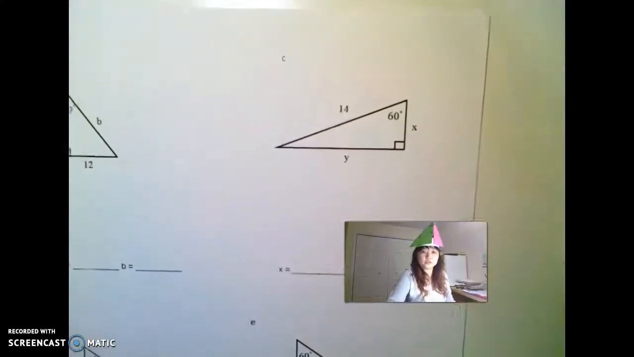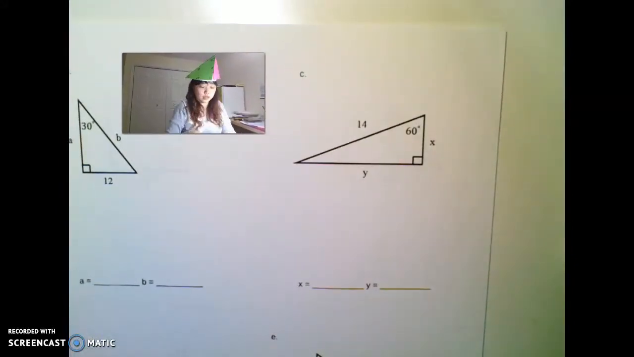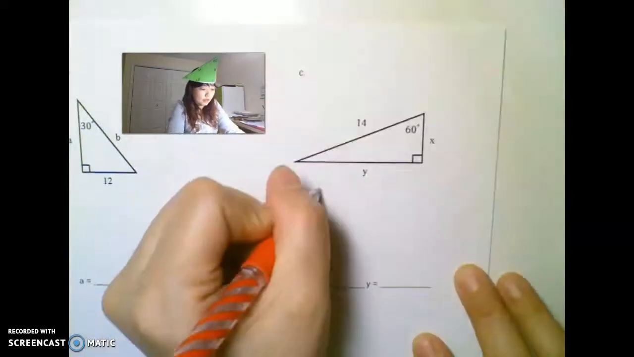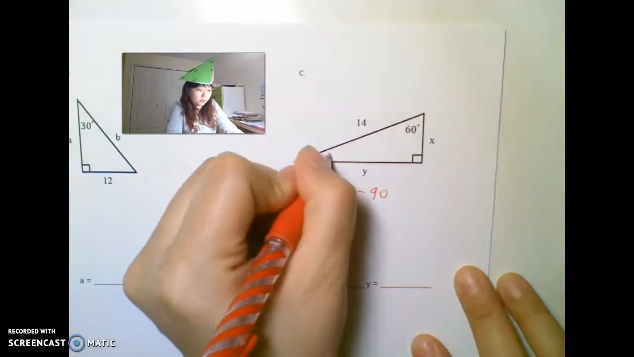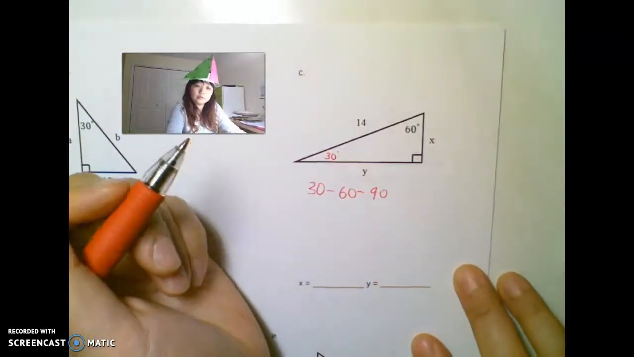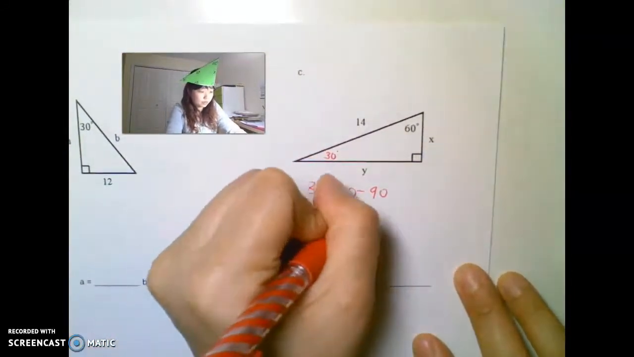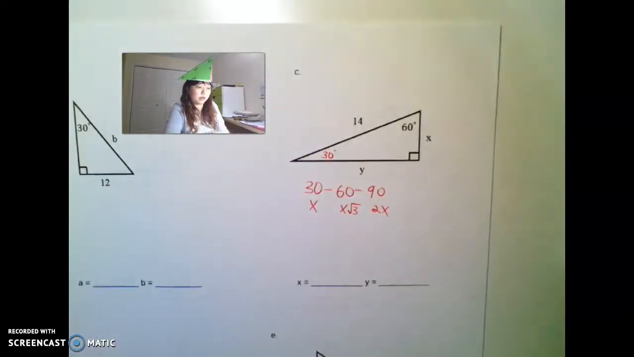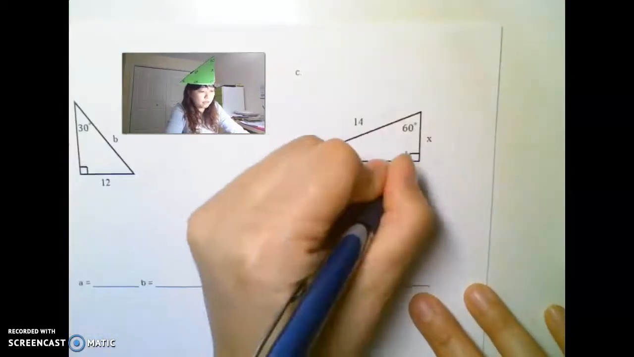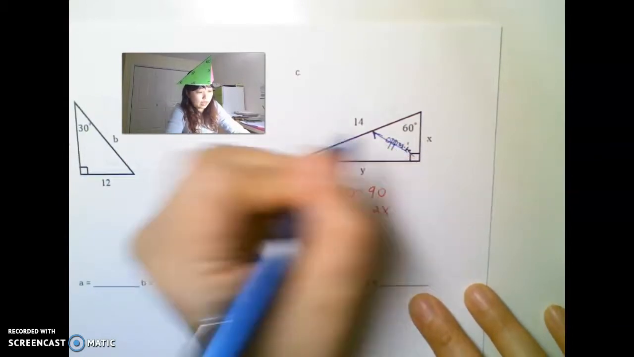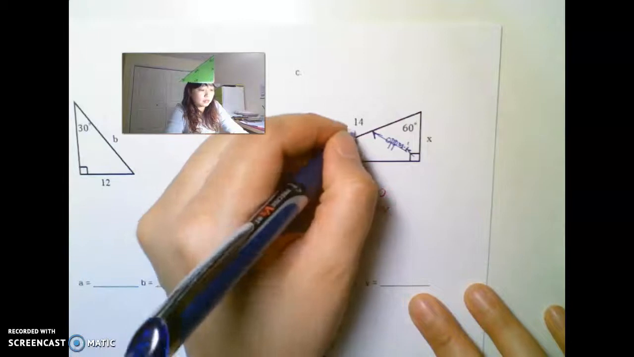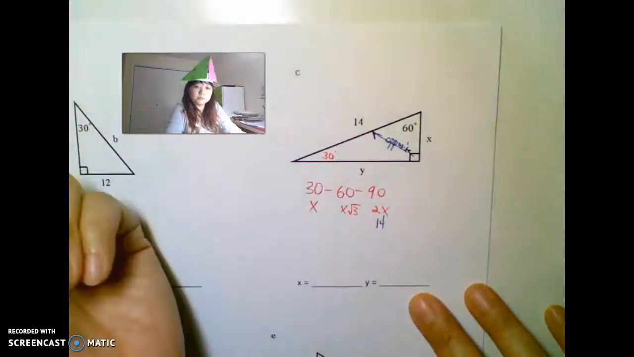Page 6. What do I have? I have 30, 60, 90. Yeah, let's write all the parts: x, x root 3, 2x. So that's the ratio. What have they given us? They gave us opposite of 90, right? So that is 14.